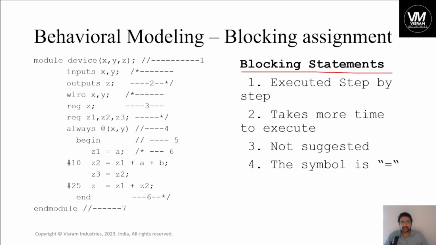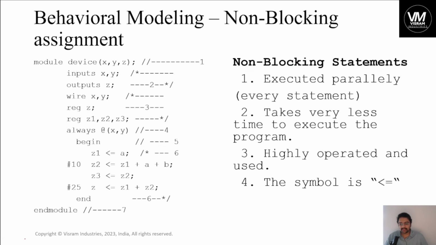Blocking statements are executed step by step. Whenever you see these blocking statements here, those are executed step by step in a sequence. But the non-blocking statements are executed parallelly. For example, if Z1 is equal to A, then at this point Z3 is don't care. Z3 can be anything, 1 or 0 or A or any other thing.